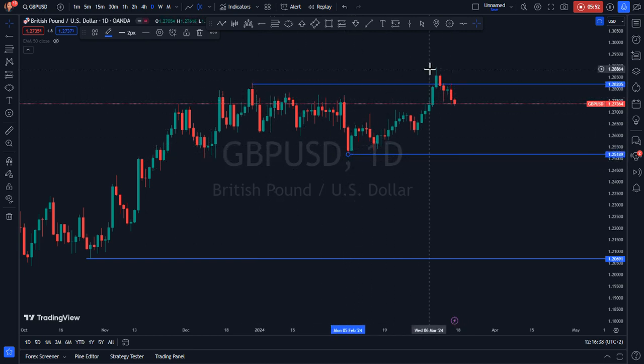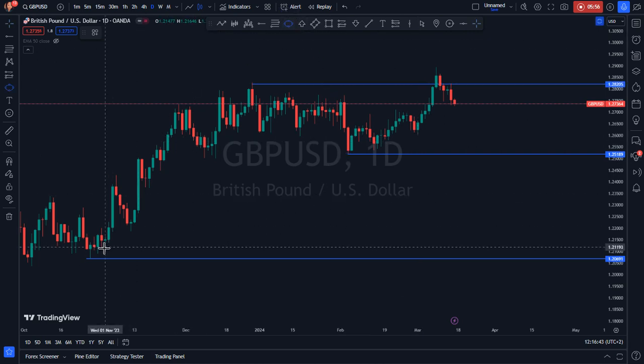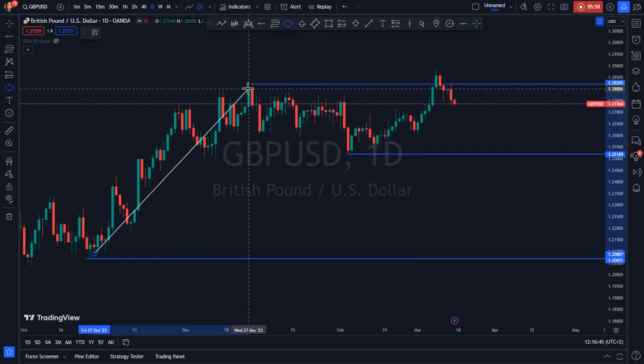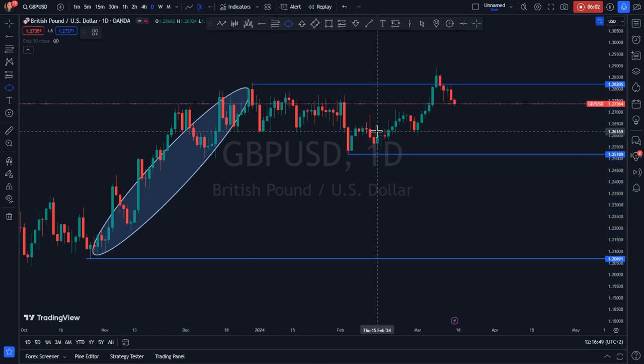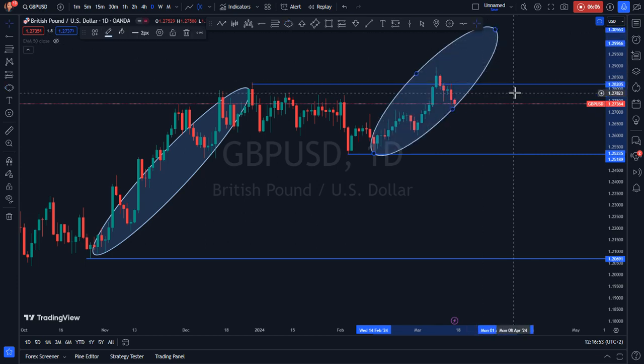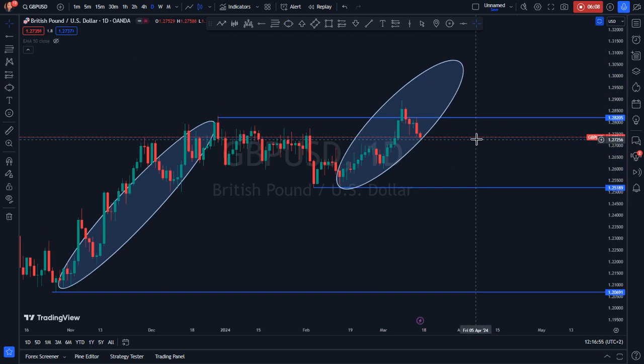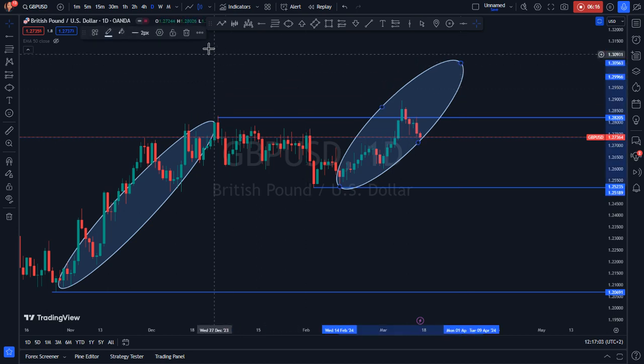So currently, even on a daily time frame, we can assume that if this was the impulsive phase of the market, then this was kind of a correction, which means currently we are still in an impulsive phase as we speak. We're still looking for buying opportunities.